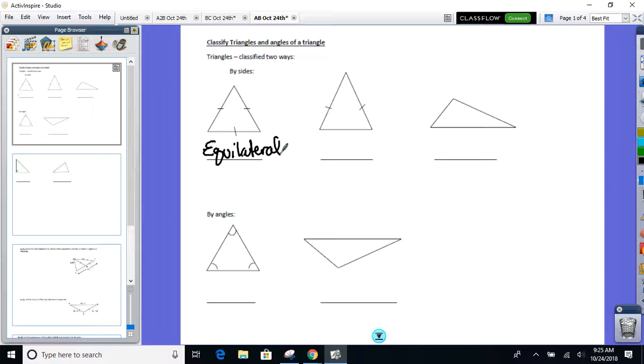All right, what if only two of the sides are equal and the third side is not? That's called isosceles. Easy to say, a little harder to spell. Isosceles. Or if you look at a triangle and none of the sides are the same length, scalene triangle, scalene. That is the three ways you can name a triangle based on the length of its sides.